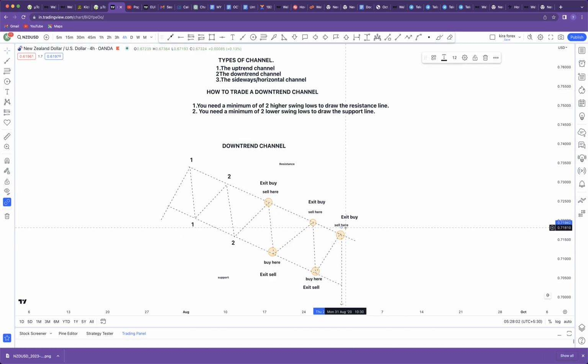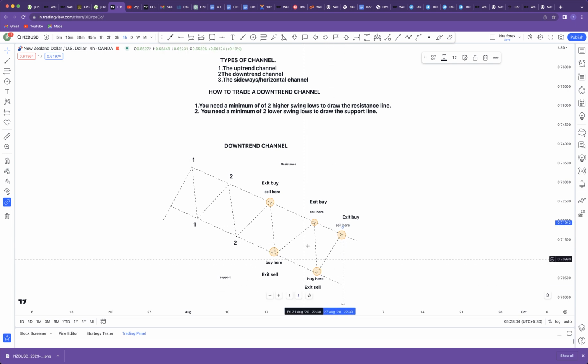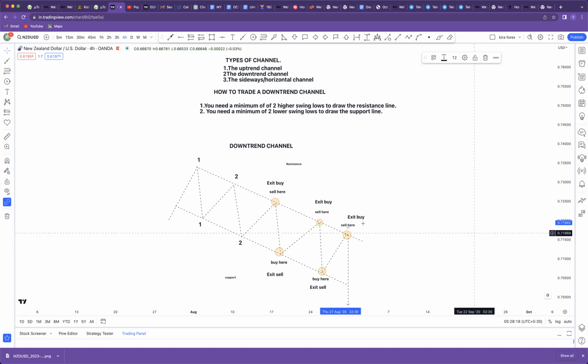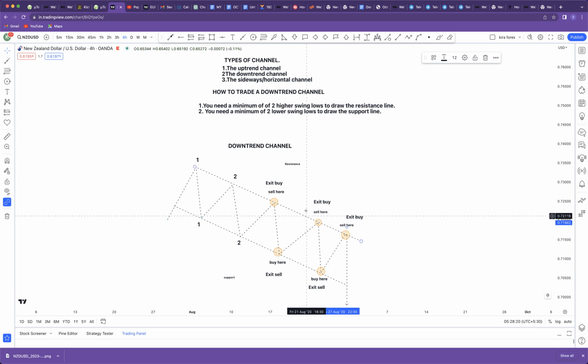So you sell here and then you buy here. Now wherever you are going to sell, you exit your buy. So when you are selling here, you are exiting your buy. So basically, this is that for the downtrend channel.